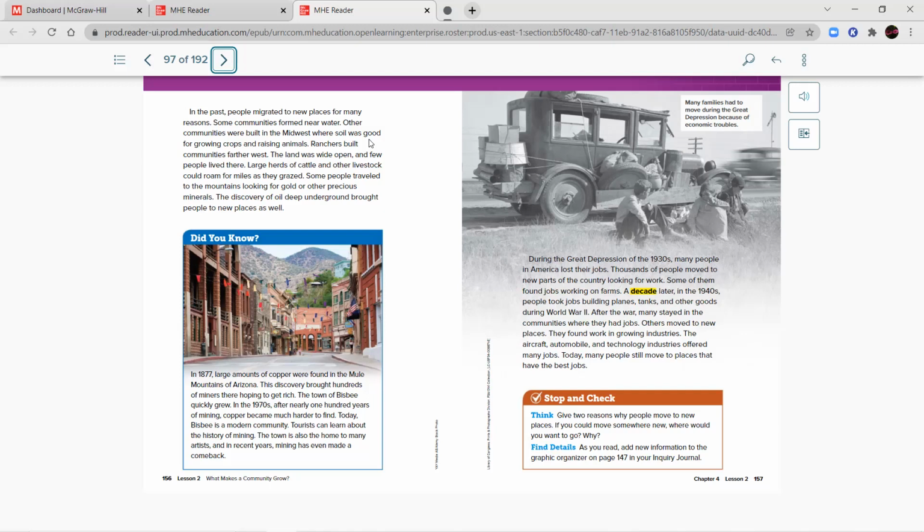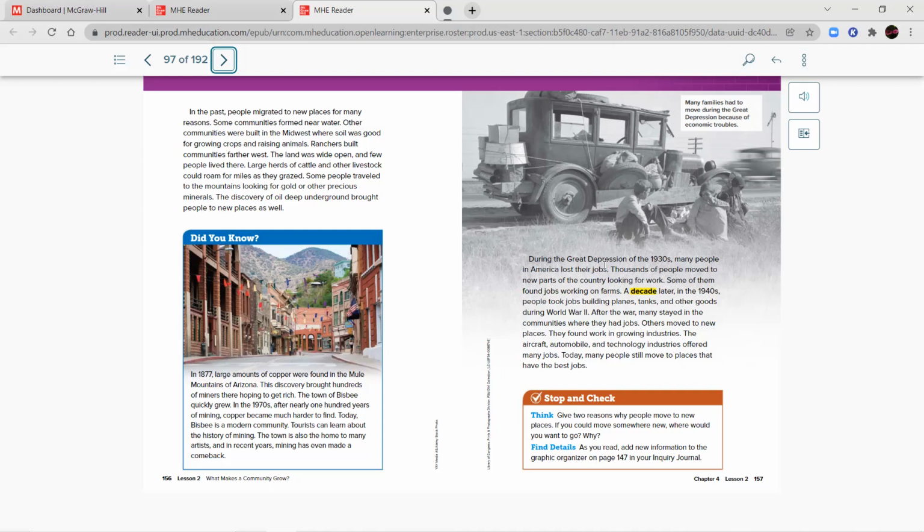Tourists can learn about the history of mining. The town is also home to many artists in recent years. Mining has even made a comeback. So one of the key details that I can put in was that a lot of people moved to Bisbee, Arizona to mine for copper. That can be my first supporting detail for my main idea.